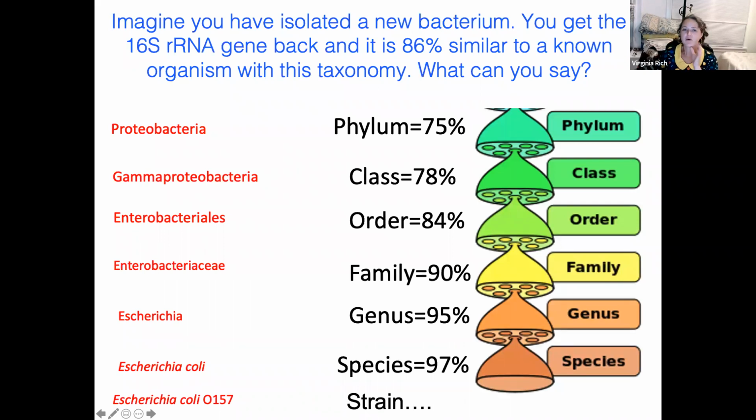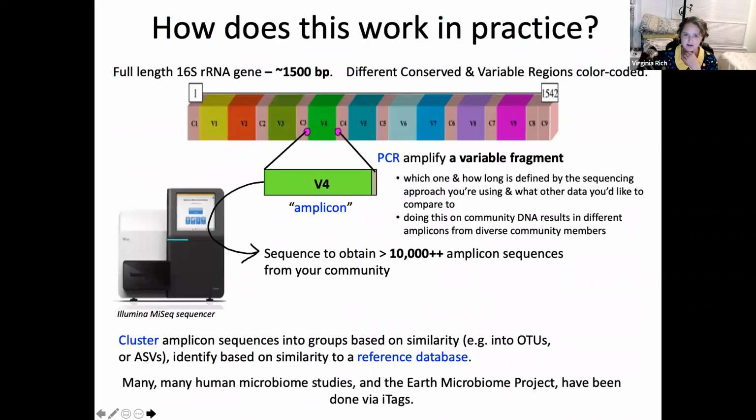Okay, so if you've isolated a new bacterium and you get your 16S RNA gene back and it's got 86% similarity to a known organism with a certain taxonomy, what can you say? Based on that identity, if it were 97% identical, we might call it a species. 95% similar or higher, it might be the same genus, etc. So if it's 86% similar, we might say it's probably within the same order. Based on our reference sequence database, we might say it's probably within the Enterobacteriales. So that's just a quick example.